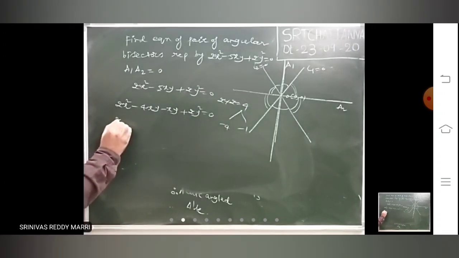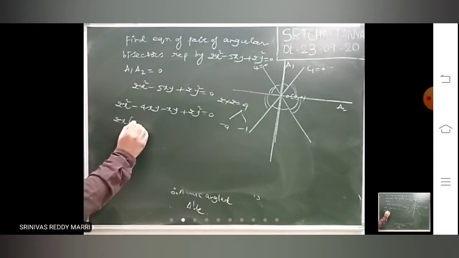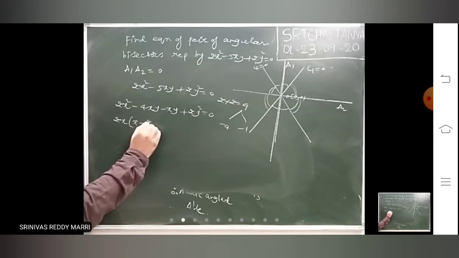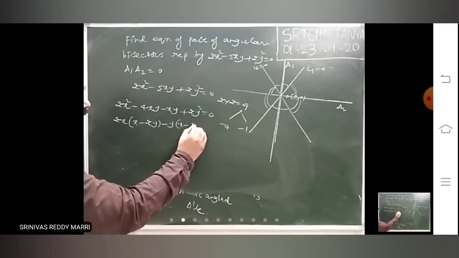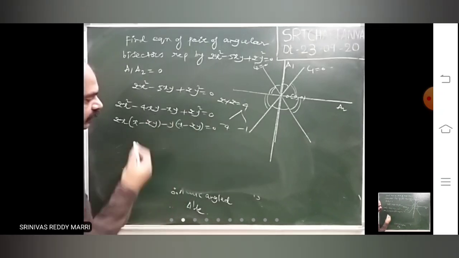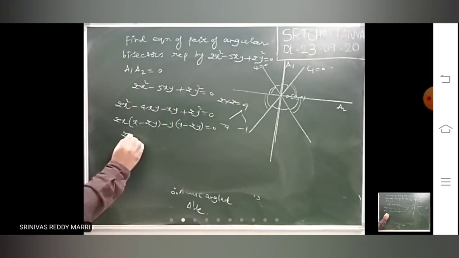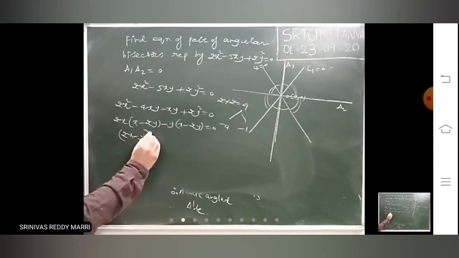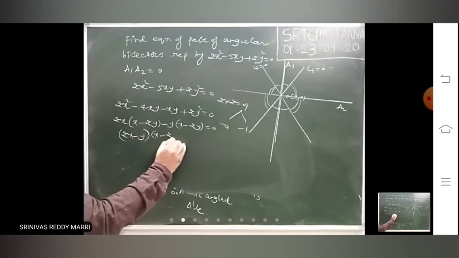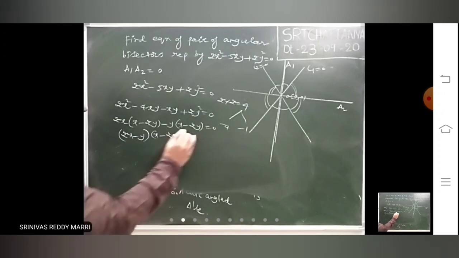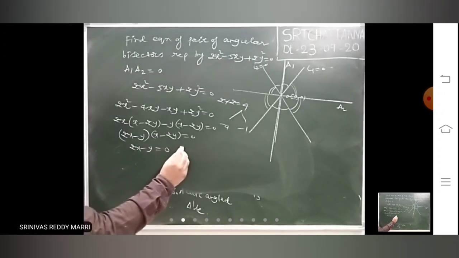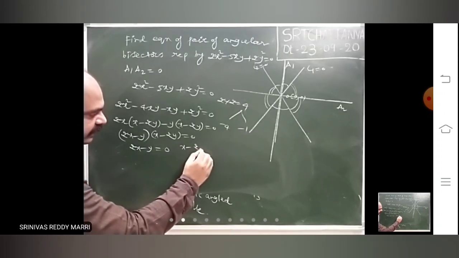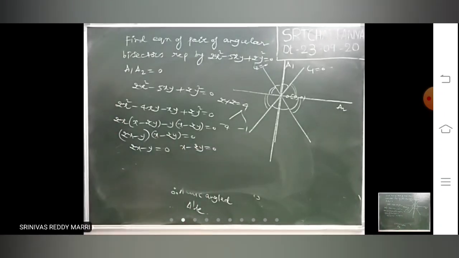So 2x into x minus 2y, minus y into x minus 2y equals 0. That means the lines you will get are like this. Also you can factorize, no problem. You can use the formula or you can factorize. If factors are there, factorize; if factors are not there, use the formula.